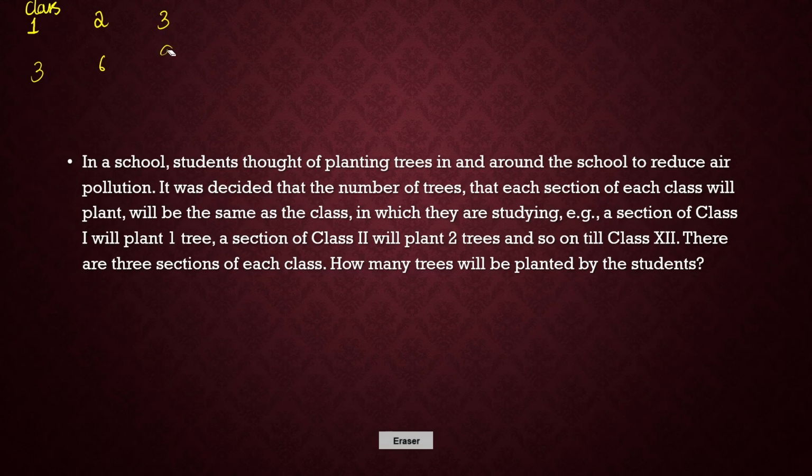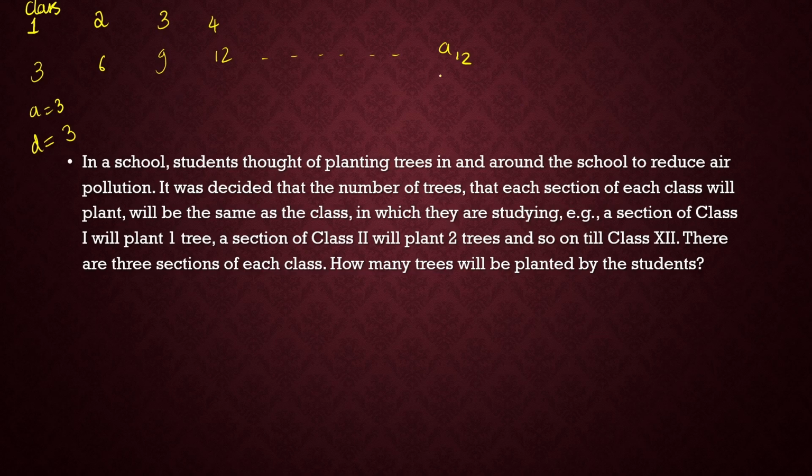Now, from fourth standard, 3 sections are there and 4 each. So that is equal to 12. So if you observe here, the first term is 3 and the common difference is equal to how much? 3. 6 minus 3 is 3. So how many trees will be planted? And this will go on up to how much? 12, right? Till 12th standard.